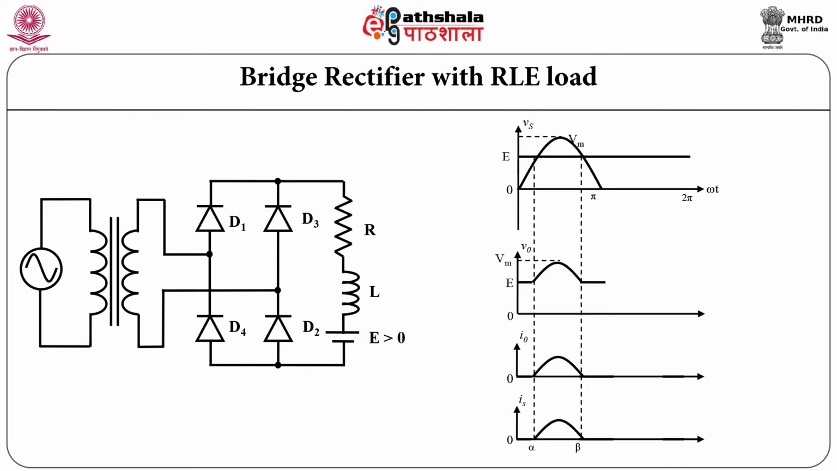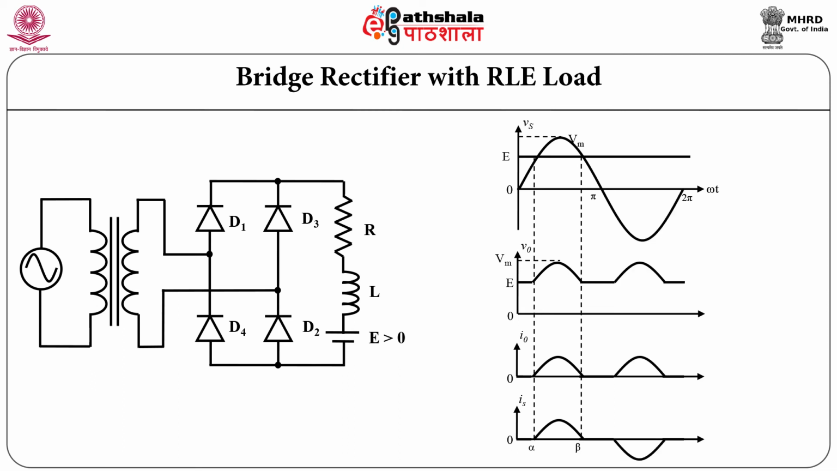Now if there is some DC voltage present, E has a finite value, so it is shown in the timing waveforms. In this case, diodes will not be on for 0 to pi. So the diode will turn on during the angle beta minus alpha.